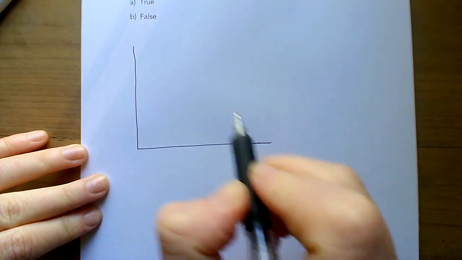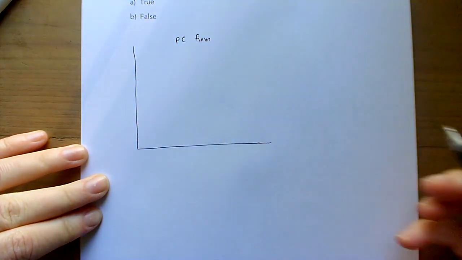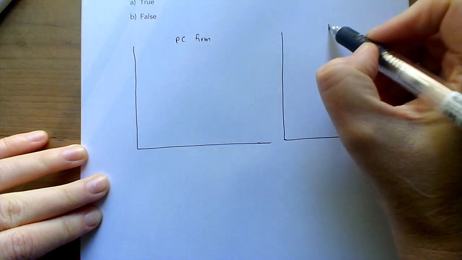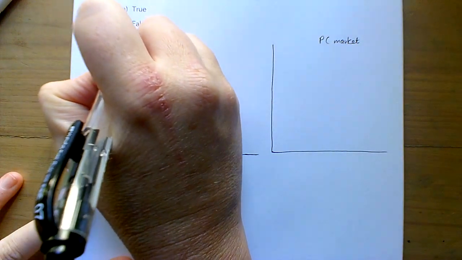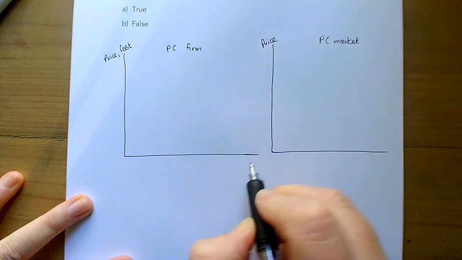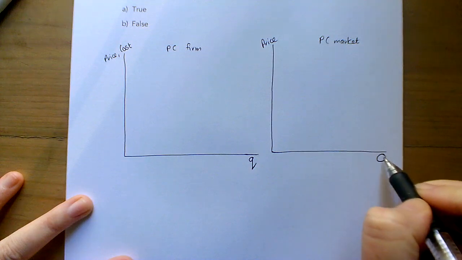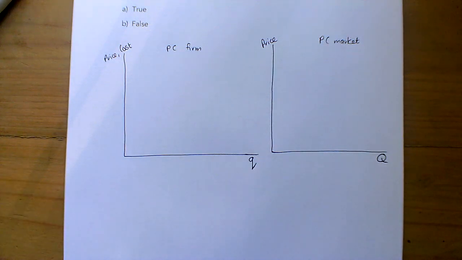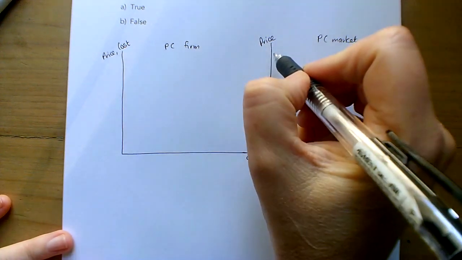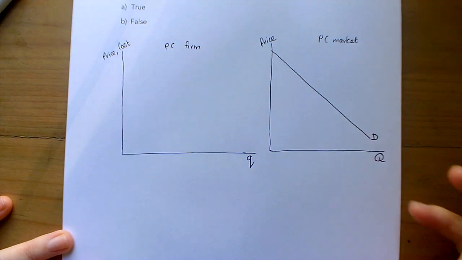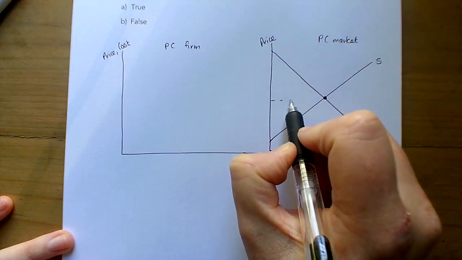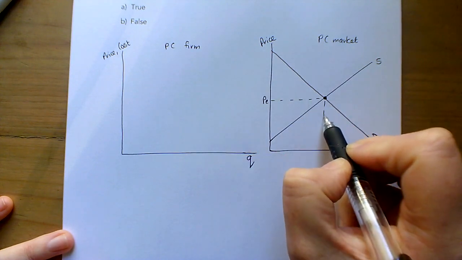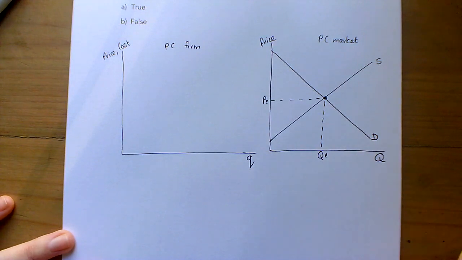So I'm going to draw a perfectly competitive firm next to the market in which it operates. So we have price and cost for the firm on the y-axis here, and we have price in the market here. Then we have the quantity of the firm and the quantity in the market. So I'm just distinguishing the firm's quantity using a small q and the market quantity using a capital Q. So the market faces downward sloping demand and upward sloping supply. So the market is going to find equilibrium where these two intersect, and that's going to give us the equilibrium price and the equilibrium quantity.